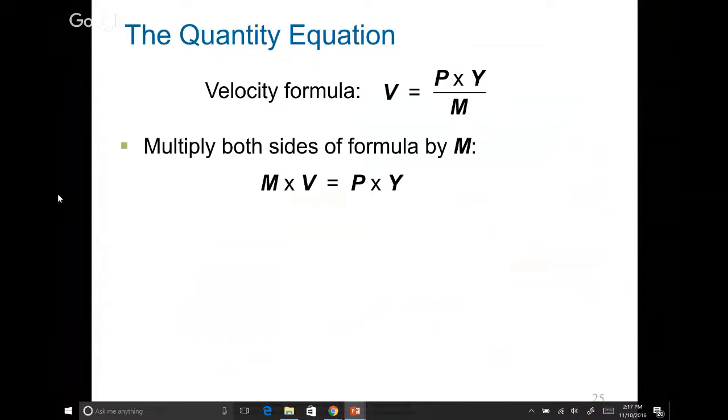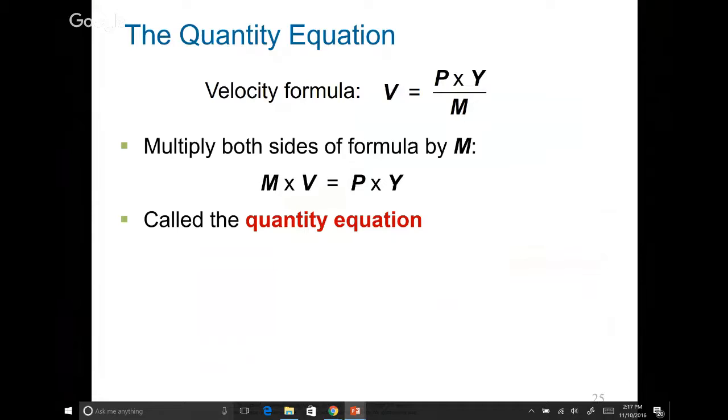All right, so this equation is important. This is called the quantity equation. If you take your money supply times the velocity of money, you'll find out how much money you have in the economy for the entire year, which equals P times Y. So price times quantity, that shows you how much stuff you have.